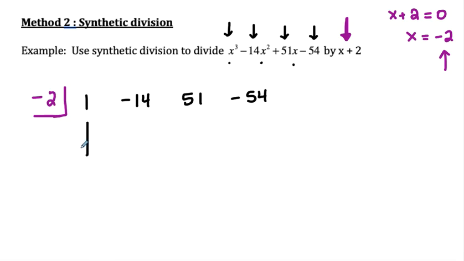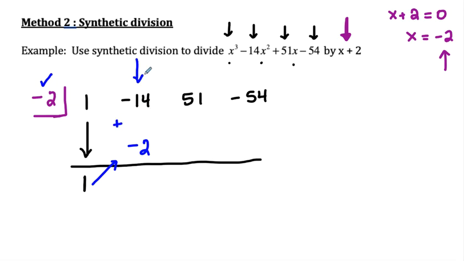Okay, so now here's the process. The first thing we do is bring down the first term. In this case, it is a 1. Then I multiply whatever I brought down, in this case 1, by the negative 2. 1 times negative 2 is negative 2, and I put it right above the line. Then I add down, which gives me negative 16. I go through that process again. Negative 16 times negative 2 gives me a positive 32. I write it above the line and add down. 51 plus 32 gives me 83.